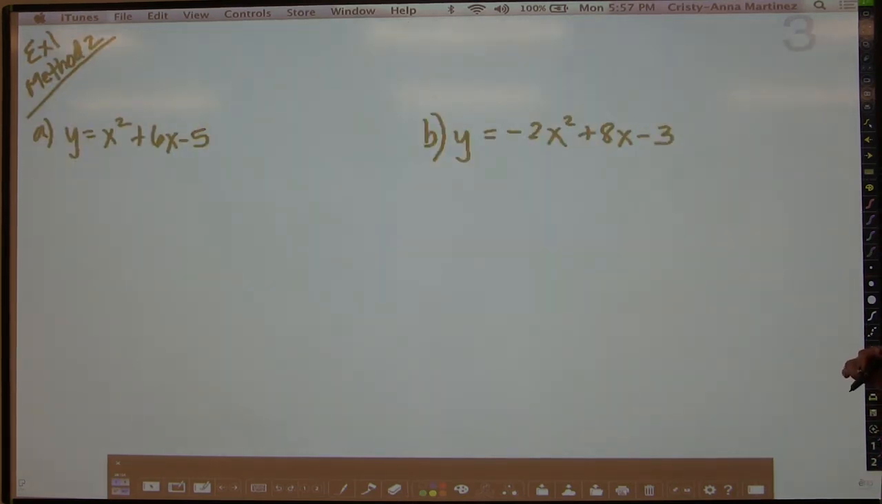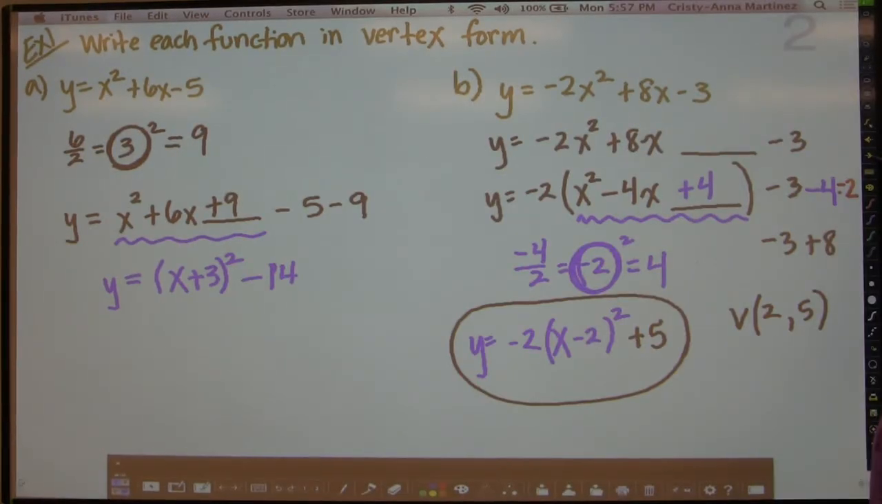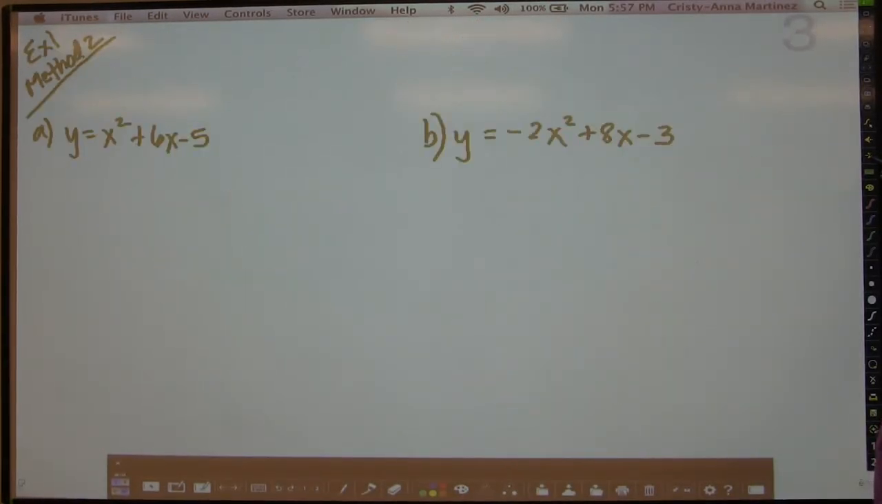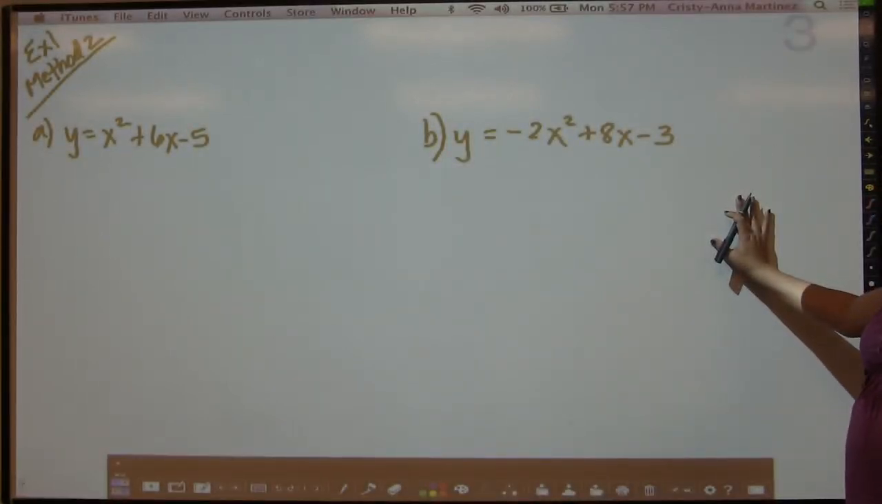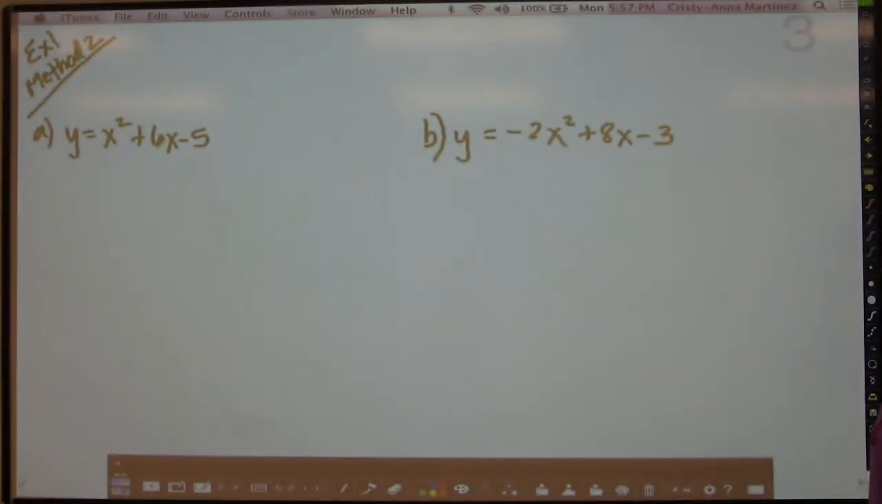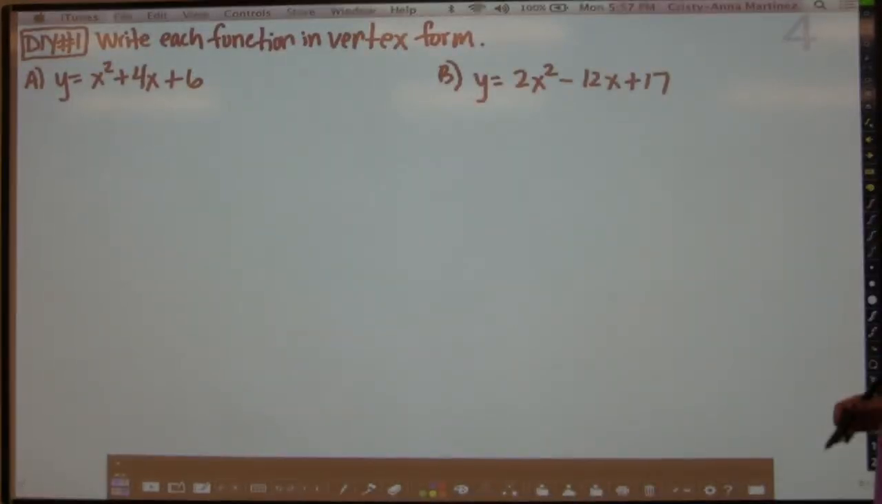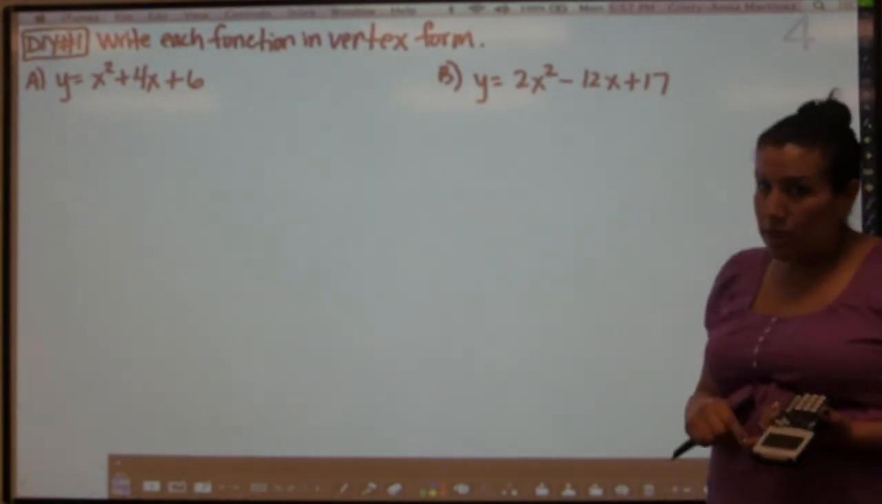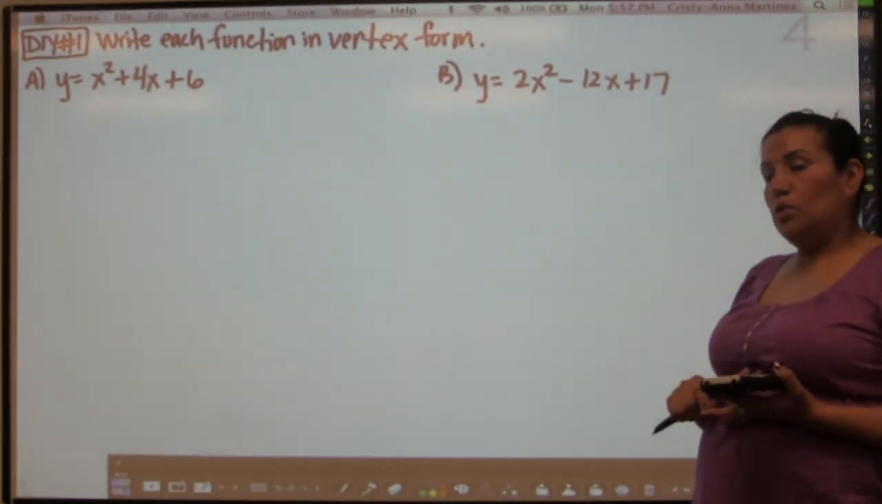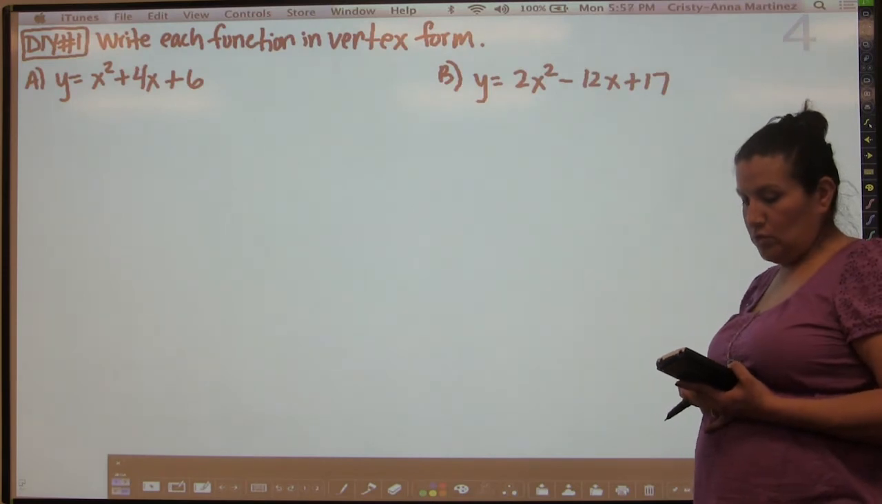So now, look at that. I guess I had left a slide here to be able to show you how to do it the other way, but I already did that, so we're going to skip this slide here. But now you can do the do-it-yourself question. Again, you can put it in vertex form either by completing the square or by doing it the old-fashioned way with negative b over 2a.